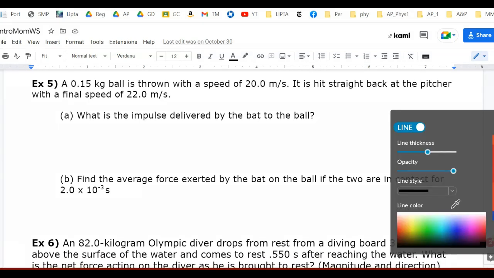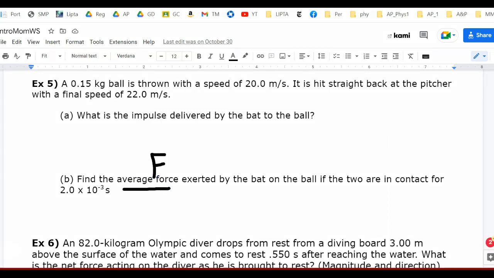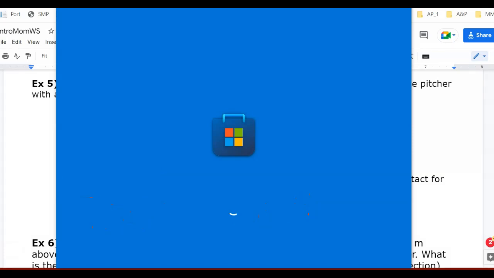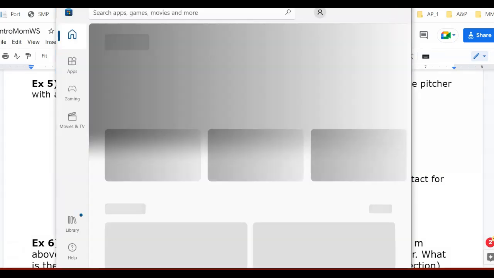All right, so what is the average force, F, exerted on the bat, on the ball, if the two are in contact for a time t? Wait a second, we know the J, and we know that J equals Ft. So can't we just use this? The F is unknown, but the t is known, because it's 2 times 10 to the negative. I opened up the wrong thing. Why don't you keep working, girls.